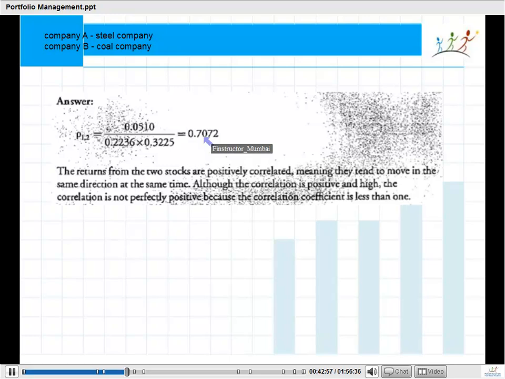So even though the covariance number was just 0.051, when we computed the correlation, we found that the correlation is 0.7. The maximum value of correlation can be 1. So it's a strong positive correlation. However, it's not a perfect linear relationship. So they are strongly positively related, however they are not perfectly linearly related.